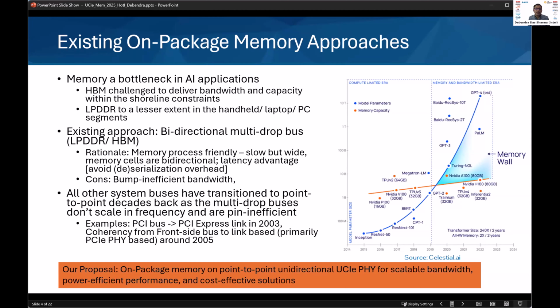And there is always something that limits the performance. Since the turn of the decade, we have been constrained by memory, right? On-package memory, and this memory wall is growing. And we need to do something about it.